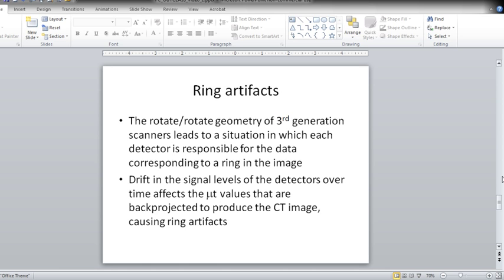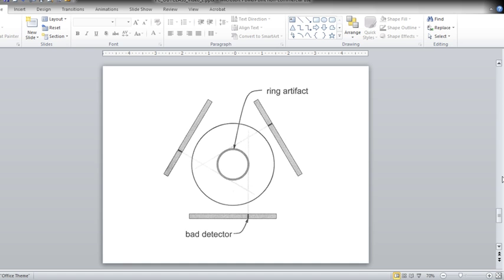In the third generation, the movement of the source and detector is rotate then rotate, which may lead to a situation in which a detector is responsible for the data corresponding to a ring in the image. That is one of the drawbacks of the third generation. It is due to drift in the signal level of the detector over time, so the coefficient values of the projections used to produce the CT image are affected, causing an artifact. This is how the artifact is caused in the third generation.